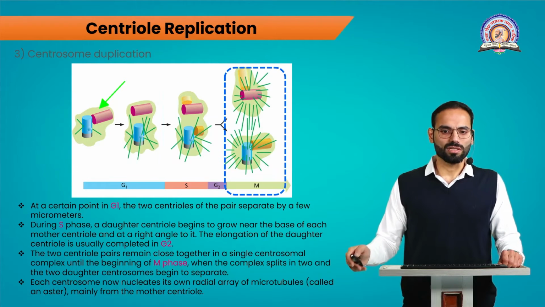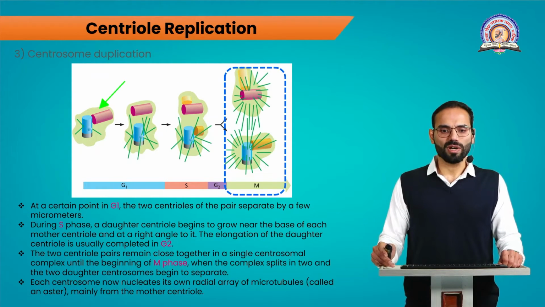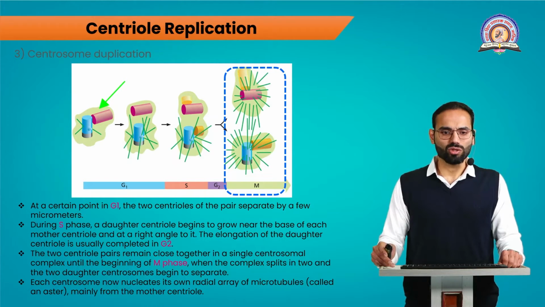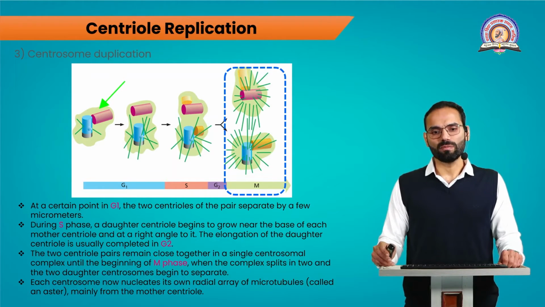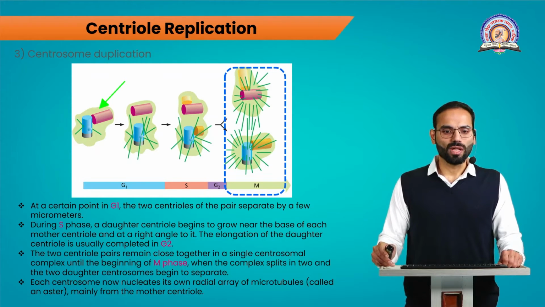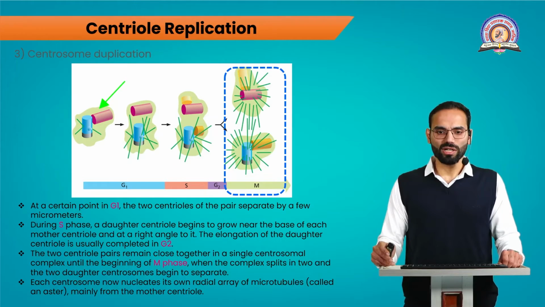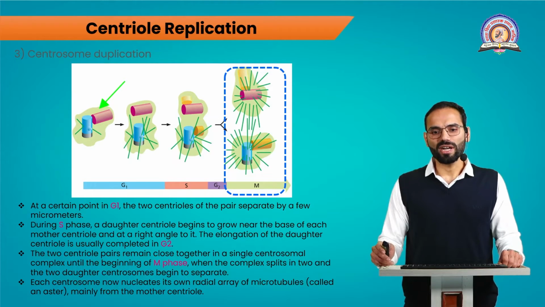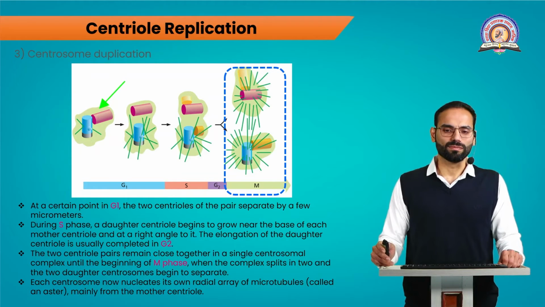During interphase, the two centriole pairs remain very close to each other in a single centrosomal complex until the beginning of mitosis. Here, the complex splits into two, and the two daughter centrosomes begin to separate. Each of the daughter centrosomes now nucleates its own radial array of microtubules, which we call an aster, mainly from the mother centriole.